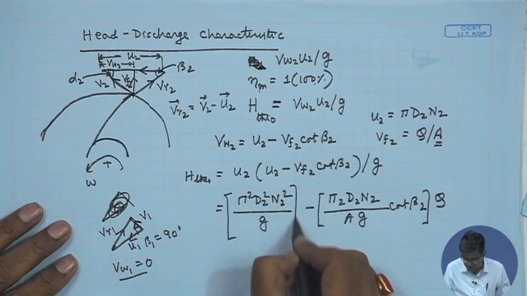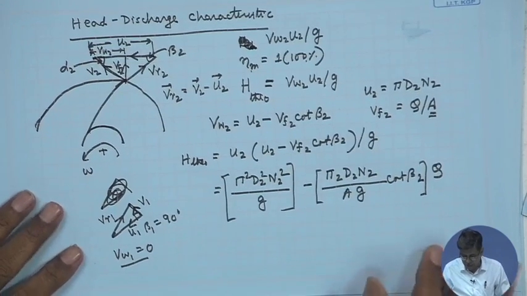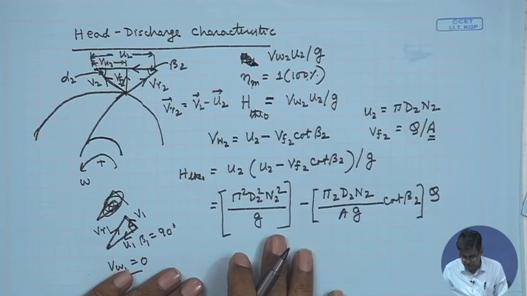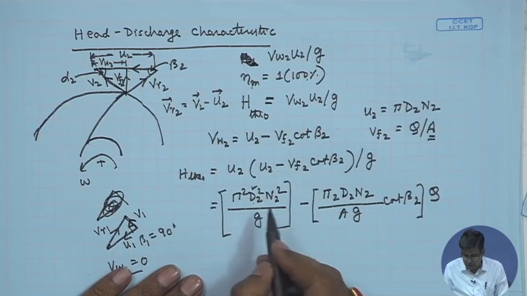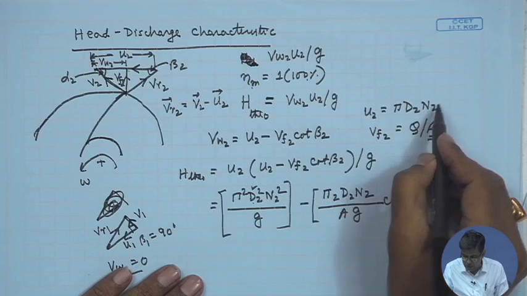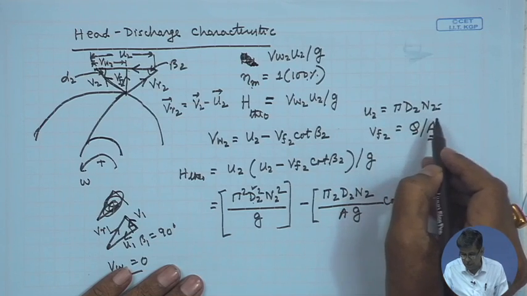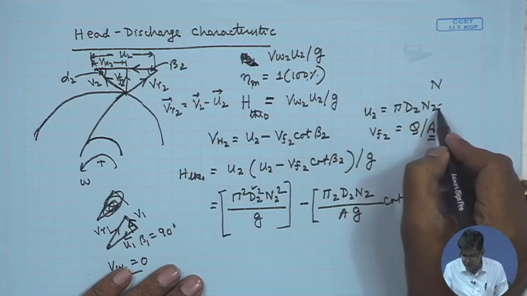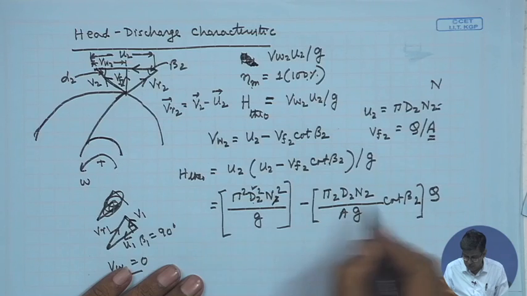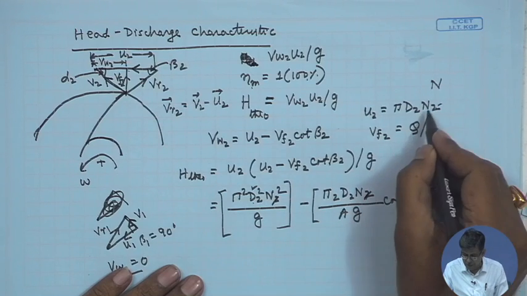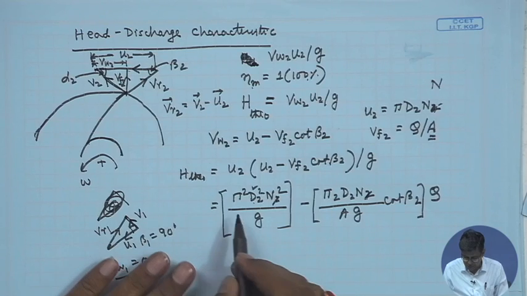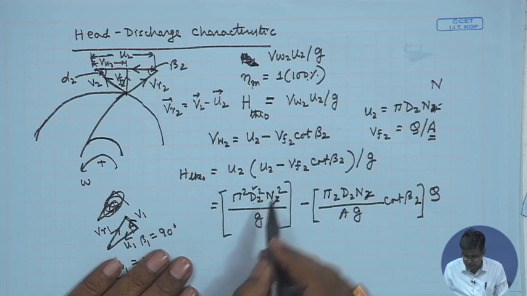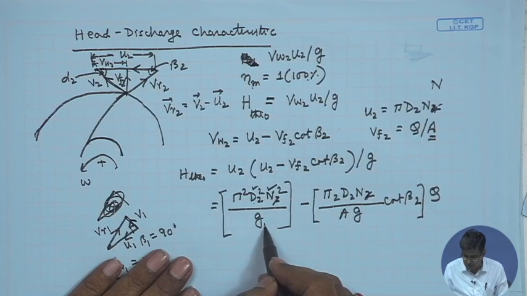These two terms I made the bracket. Now, for a given impeller of a centrifugal pump, D2 is fixed. Moving with this N2 is N actually, pi D2 N. This is N. We have written unnecessarily N2. There is no suffix required because the impeller rotates at a constant speed N. So, therefore, pi D2 N for a given rotational speed, this is local gravity.